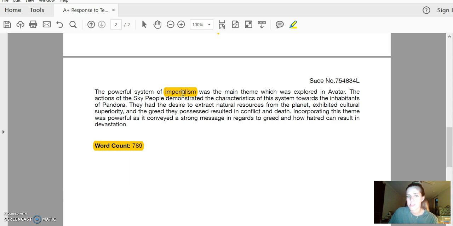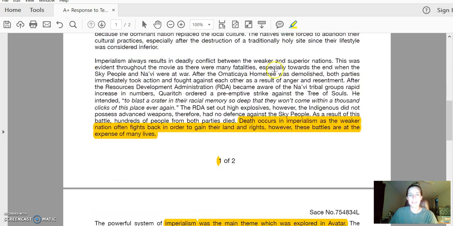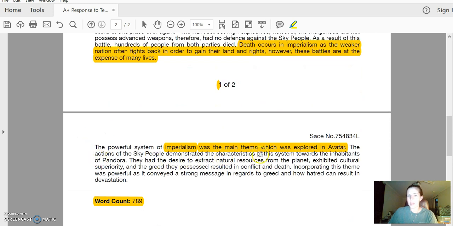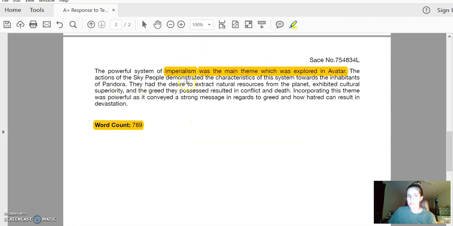We're still talking about imperialism, was the main theme which was explored in Avatar. Sounds very similar to the main issue in the film Avatar. The actions of the Sky people demonstrated the characteristics of this system towards inhabitants of Pandora. They had a desire to extract natural resources from the planet, exhibited cultural superiority, and the greed they possessed resulted in conflict and death. Resulting in conflict, possessing the desire to steal resources from another nation, and how the desire for greater wealth can do more harm than good. Sounds very similar to what we have written in here.